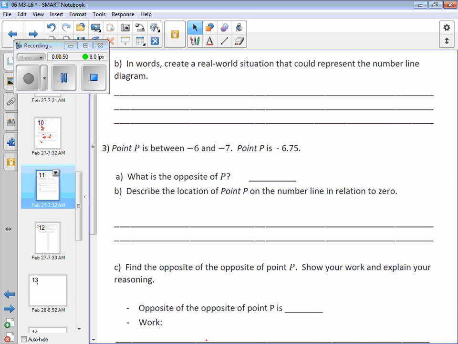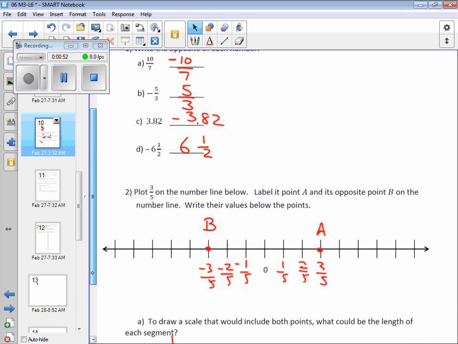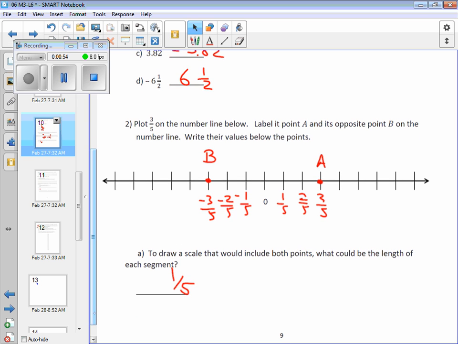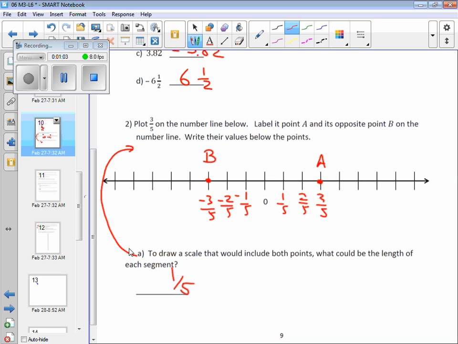Oh, there is? 1/5. This question probably would have been better served to have put it here, because you kind of need to know that you're dividing it up by fifths before you actually do it on the number line. So there might have been some confusion there.